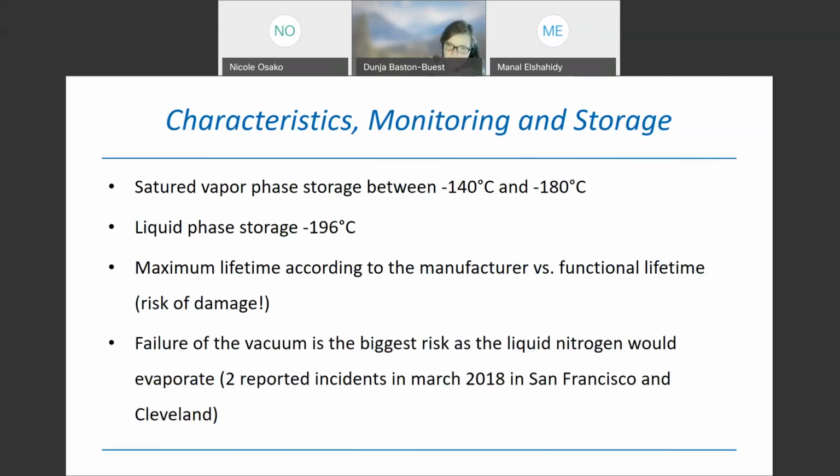The biggest risk really is that the liquid nitrogen gets evaporated, and there were 2 worldwide incidents about 3 years ago in San Francisco and in Cleveland that were reported for IVF clinics, and a lot of their embryos and oocytes got thawed at that moment. And that's really the biggest risk at all.